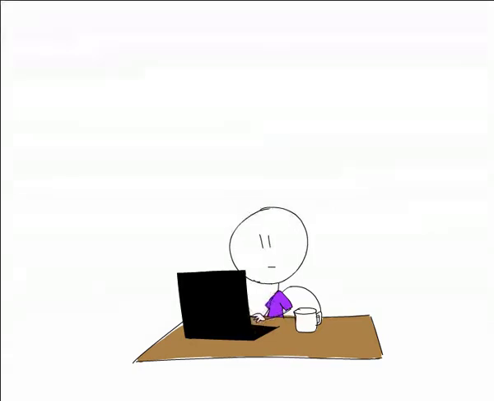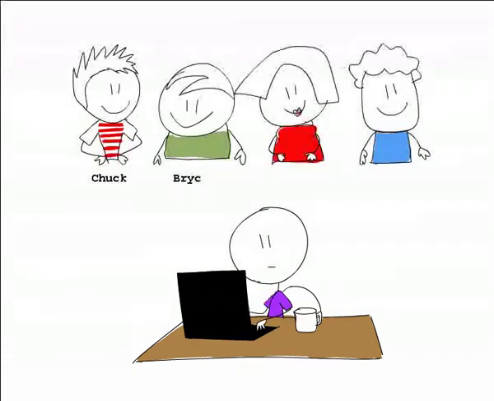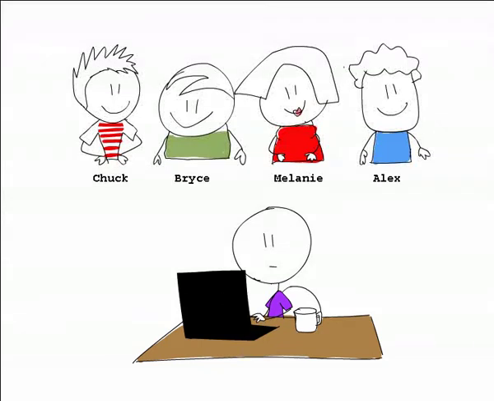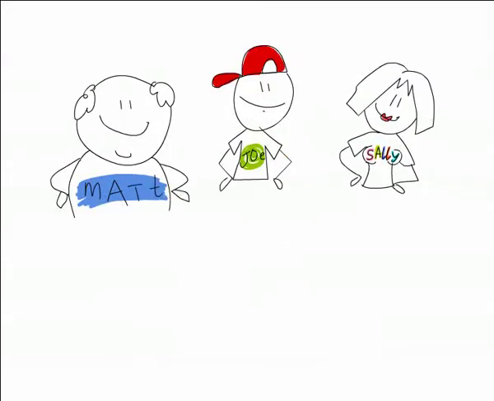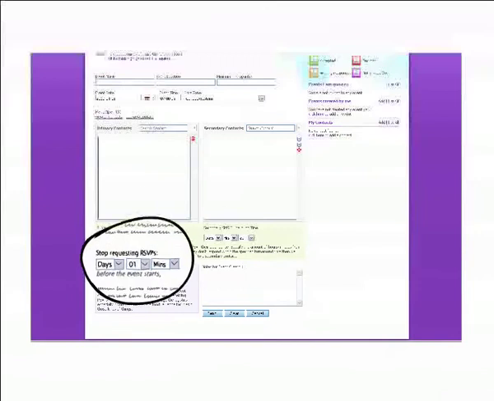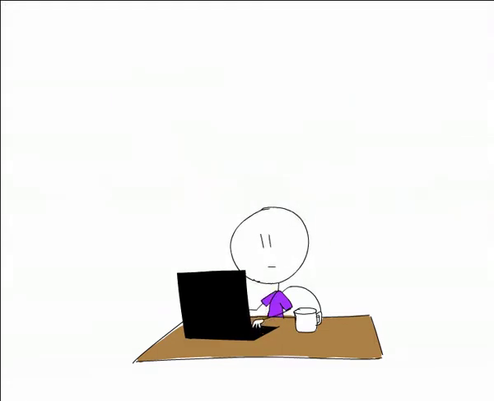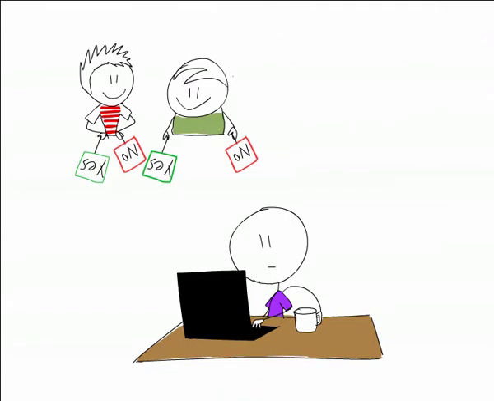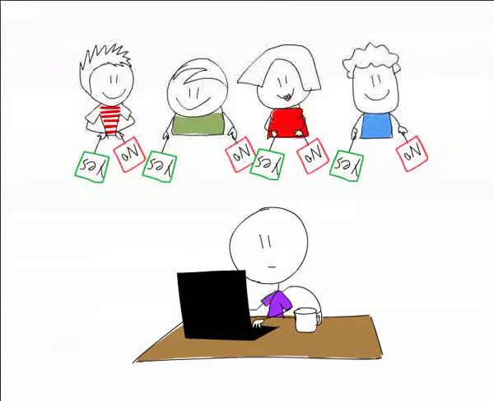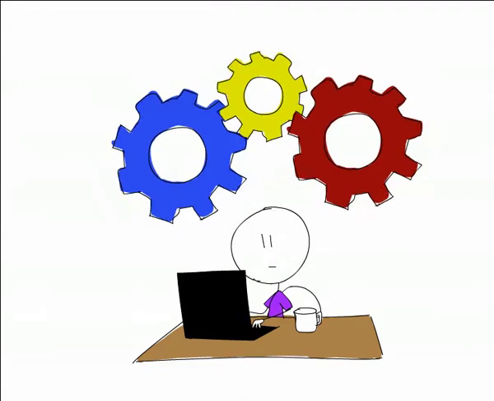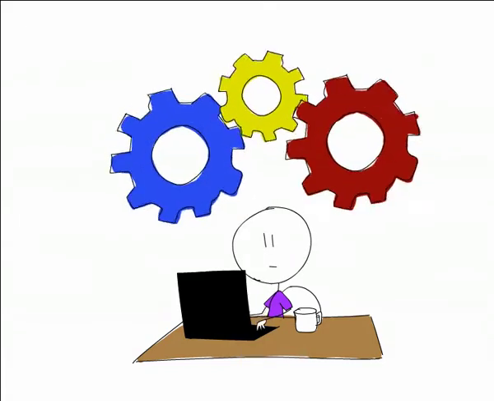Kevin also specifies a list of people to invite: Chuck, Bryce, Melanie, and Alex, in case his 3 regulars can't make it. Kevin sets up an RSVP time so Matt, Joe, and Sally understand that they need to let Kevin know by a certain time if they can make it or not. He also sets up a different RSVP time for Chuck, Bryce, Melanie, and Alex in case any of them get invited. This helps Kevin in his coordination.